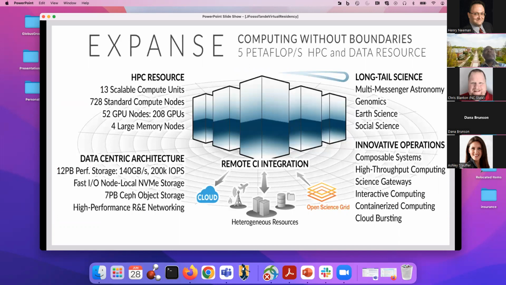Next, I have Expanse, which has the slogan, computing without boundaries. Expanse, the name explains, gives you an idea of what it is. It's an HPC resource, data-centric architecture, designed to serve the long tail of science. It has innovative operations, composable system, remote CI integration, so you can access remotely, and you can integrate it to other systems that are available in the cyber ecosystem.